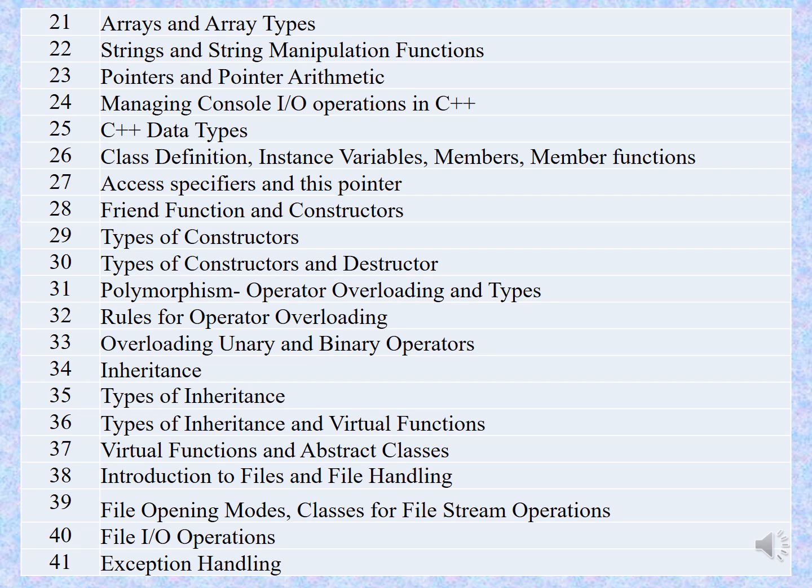27th, access specifiers and this pointer. 28th, friend function and constructors. 29th, types of constructors. 30th, types of constructors and destructors. 31st, polymorphism, operator overloading and types. 32nd, rules for operator overloading. 33rd, overloading unary and binary operators.